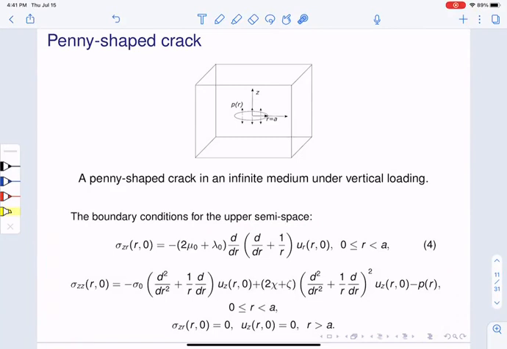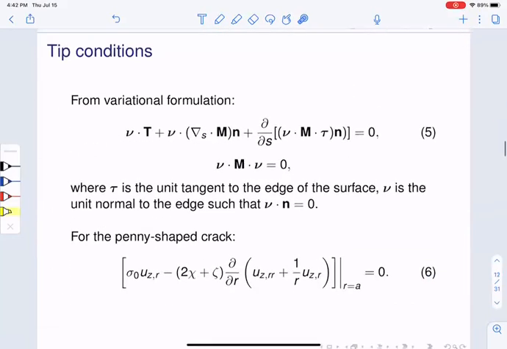So if you look at these boundary conditions, you can see that they are not homogeneous in the sense that we have different conditions outside of the penny-shaped crack compared to inside of the penny-shaped crack. So those are different types of conditions. So that makes this problem a little bit more difficult to treat. And I will talk about it more.